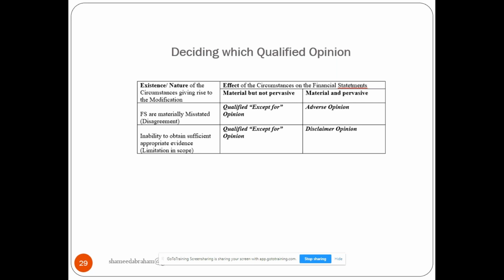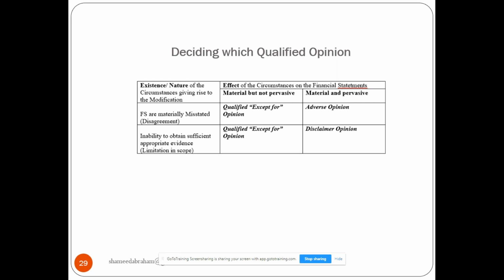If it is material, you give a qualified except for opinion. Lots of us are going into the exam and saying all sorts of different words other than the exact opinion. The exact wording, if it is a misstatement and it is material alone, it's referred to as a qualified except for opinion. If it is a pervasive error, it's an adverse opinion. If it is a limitation in scope, again, it's an except for opinion. There are two except fors. And if it is a limitation that is pervasive, it will just be a disclaimer opinion.